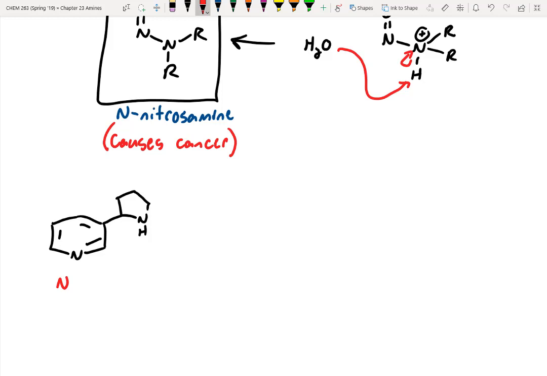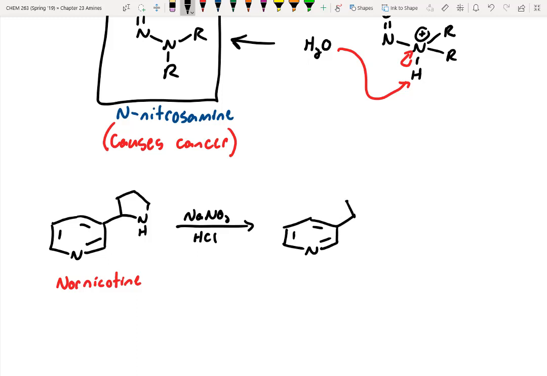This is nornicotine, a component in tobacco products. Tobacco products are also processed with nitrites. So if we do this, we've got a secondary amine here. We're not going to react with the nitrogen on that pyridine moiety because that's already aromatic. So instead what happens is it'll react with the nitrogen over here, and you'll get an NO double bond.